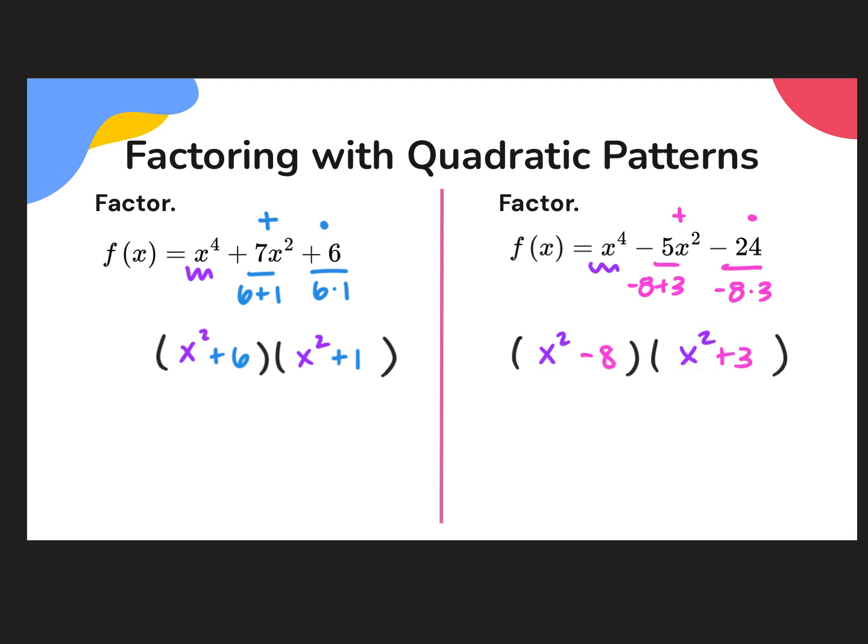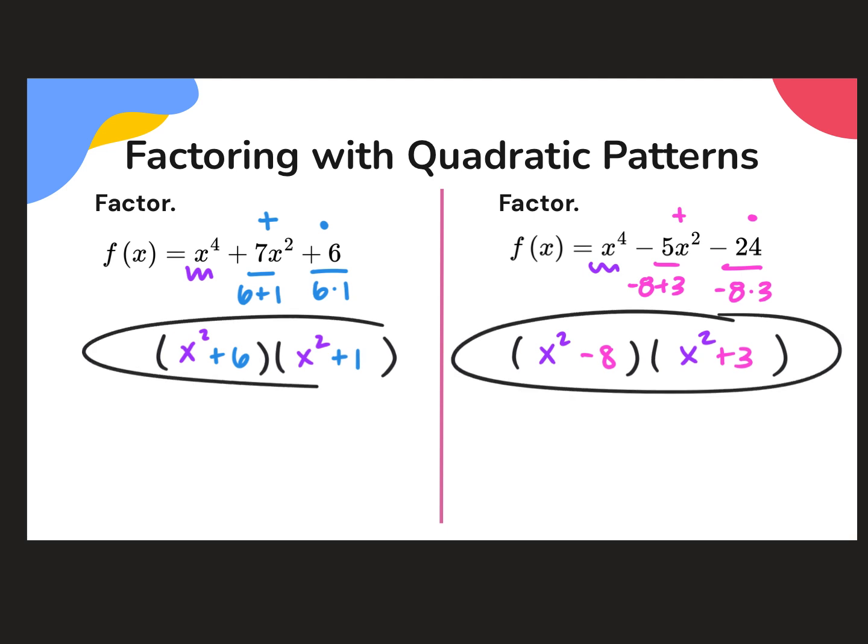Here we were looking for 2 numbers that multiplied to -24 and added to -5. They were -8 and +3. That x to the 4th power breaks apart into x squared and x squared. Neither of those factors can be broken down any further, so I am done with my 2 factors of x squared minus 8 and x squared plus 3.